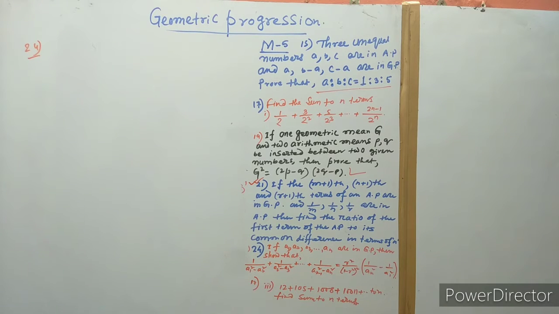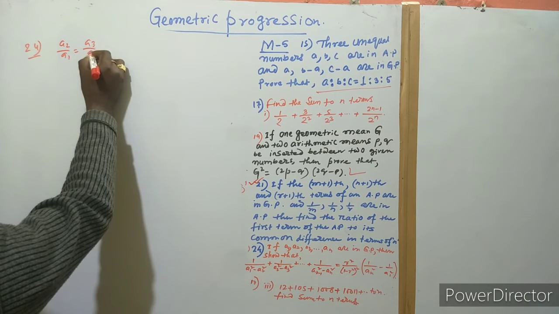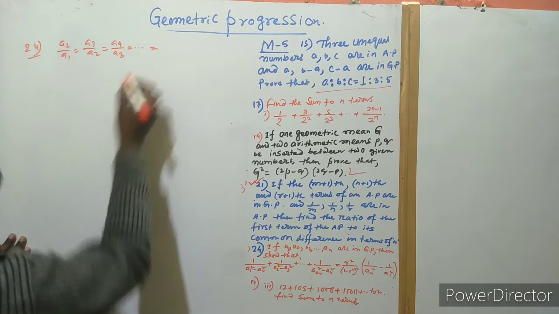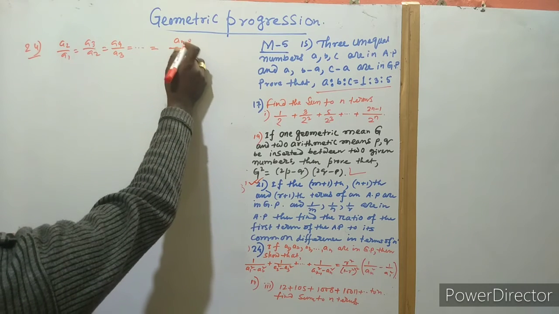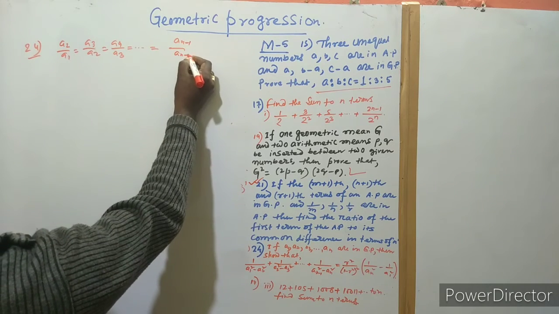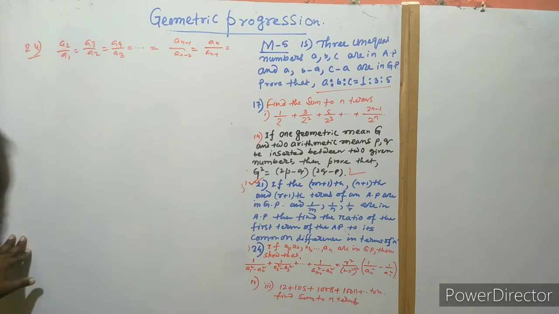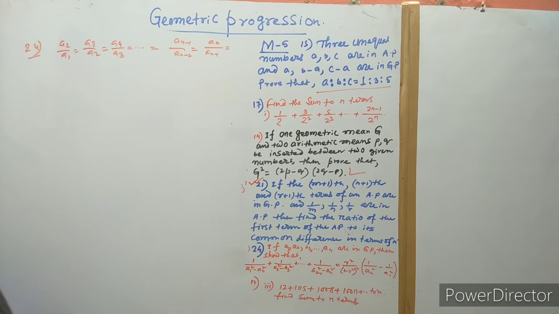A1, A2, A3, up to An are in GP. So you can write here like A2 by A1, A3 by A2, A4 by A3, and the last term here is An by A suffix n minus 1, and that is equal to the ratio. The ratio is given as R. So sorry.